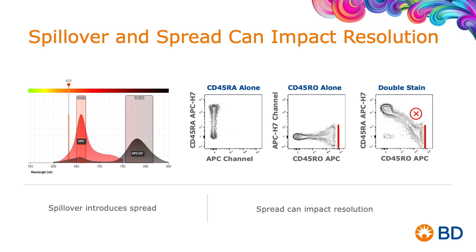The first plot shows CD45RA APC-H7 alone, the single stain, and on the x-axis we have the APC channel, and we don't see spread in that channel. However, when we look at the CD45RO APC single stain alone, and we plot against APC-H7 on the y-axis, you can see the spread that has been introduced as a result of spillover. That's a larger width of the positive population as compared to the negative population. As a result, when we perform our double stain, it will be really hard to resolve the CD45RA dim, CD45RO positive population because of the background of the spread. And that's why spread impacts resolution.